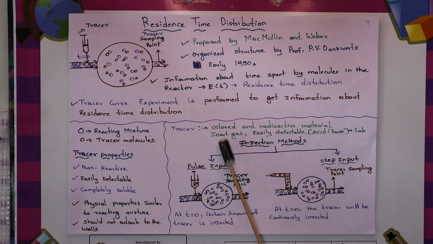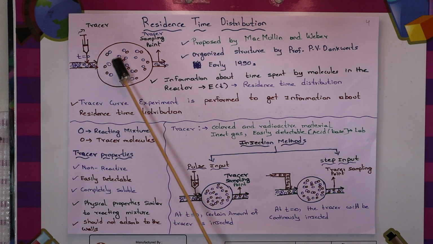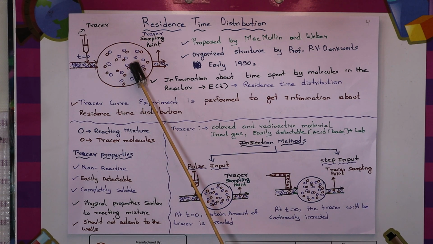Okay, and inert gas: if it is a gas phase reaction, you can send some amount of helium or nitrogen into the reactor, so that it won't get consumed. Nitrogen or helium kind of materials cannot react in the reactor, so they can be detected at the exit.